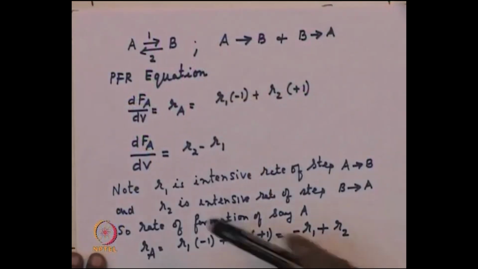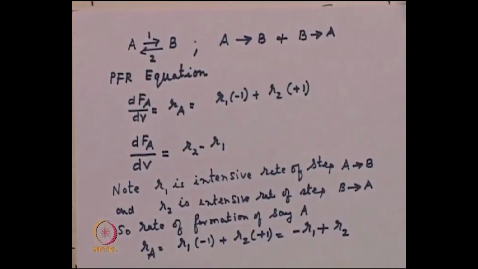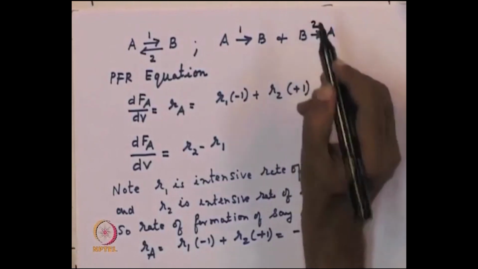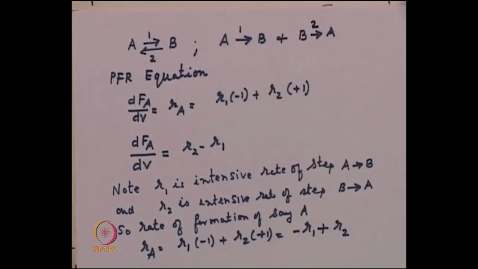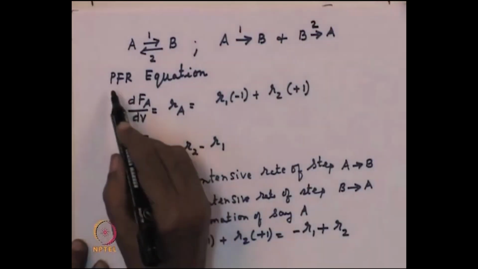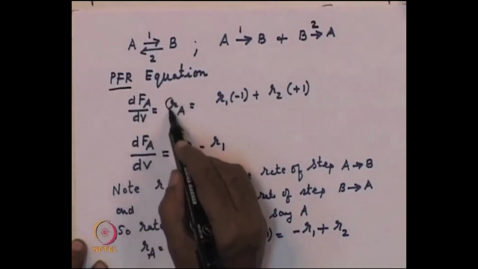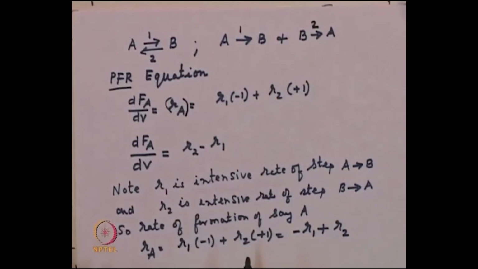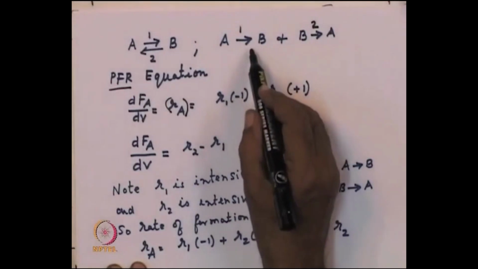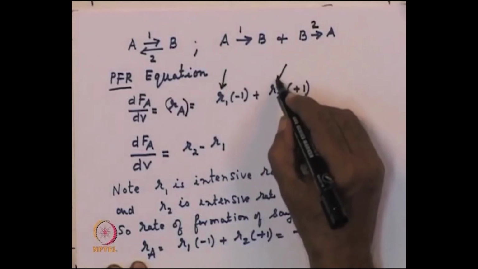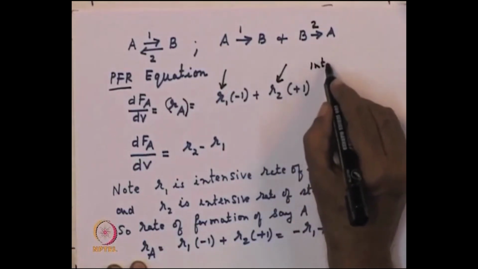Now, suppose we have a reaction like this, A goes to B and B goes to A. So, we write it as reaction 1 and reaction 2. We write our design equation for a plug flow reactor in this form: d by dV of FA is the rate of formation of component A. Component A is formed due to two reactions, reaction 1 plus reaction 2, where R1 and R2 are the intensive rates of the two reactions.